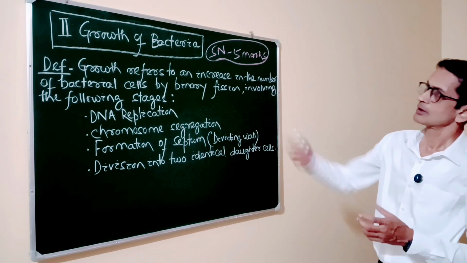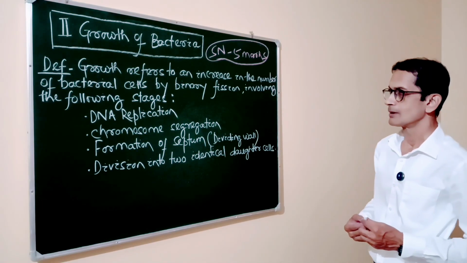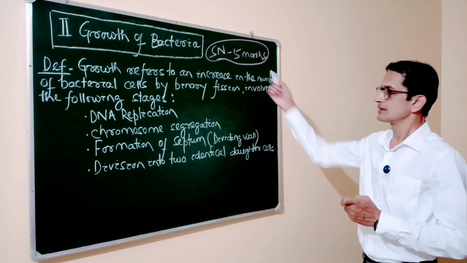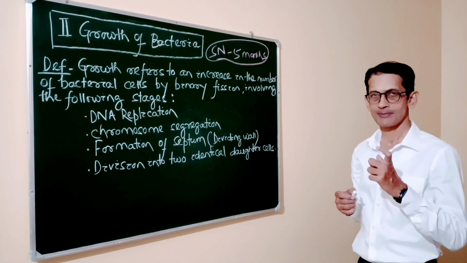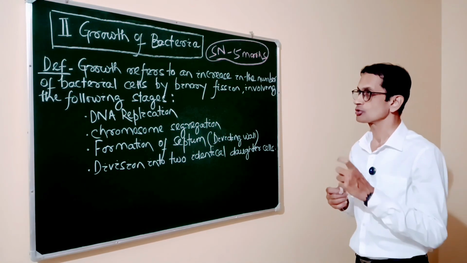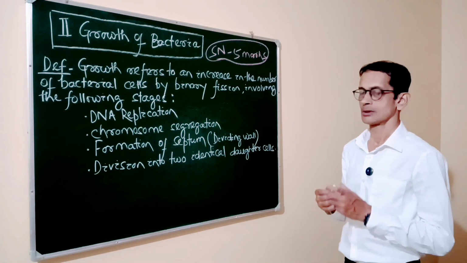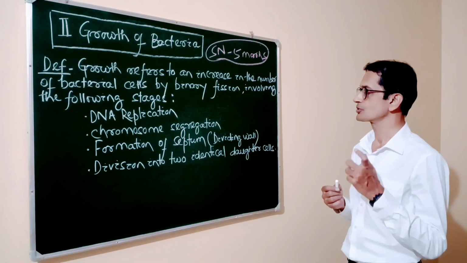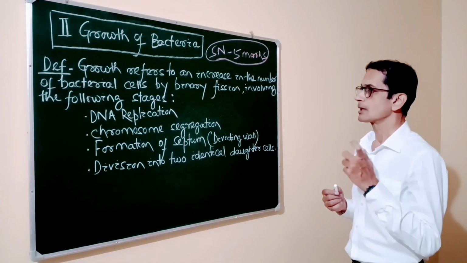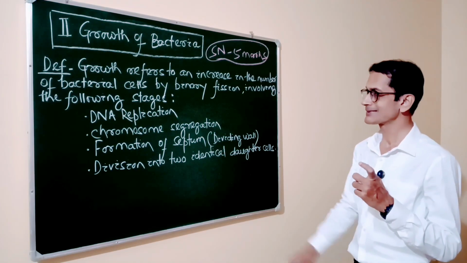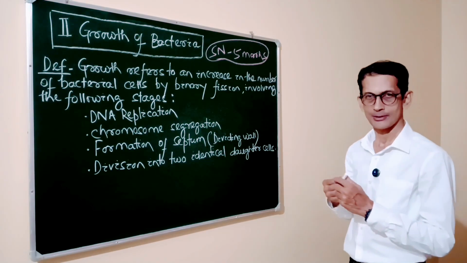So next, growth of bacteria. Make a note of it. This is also an expected short note. Growth of bacteria with 5 marks. Definition. Growth refers to an increase in the number of bacterial cells by binary fission.